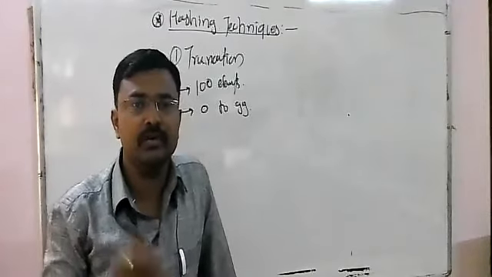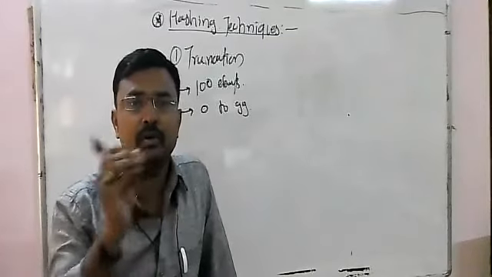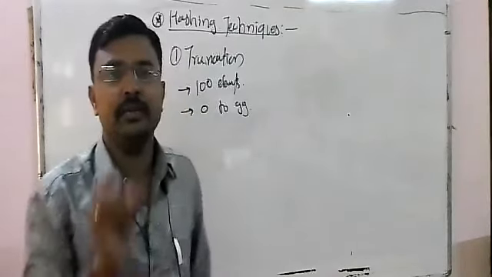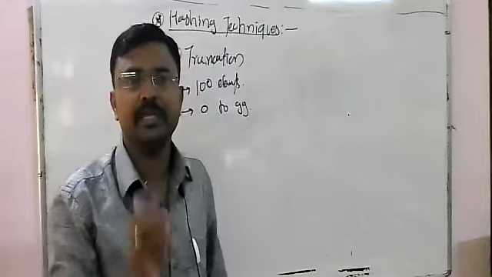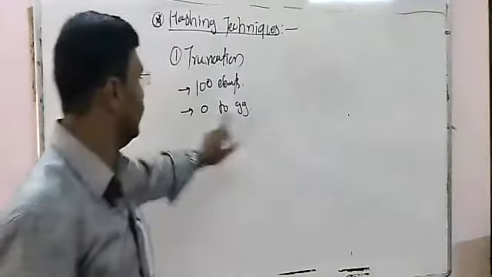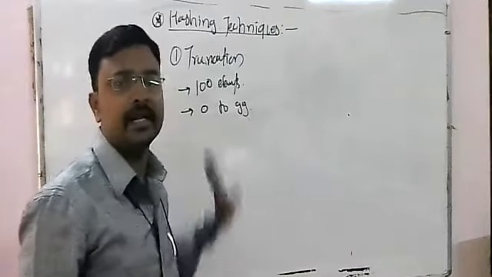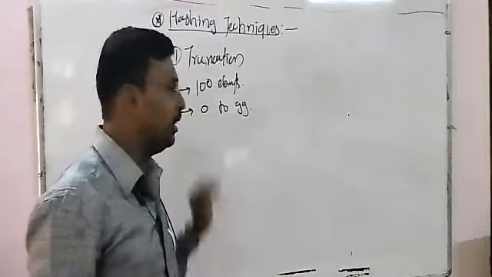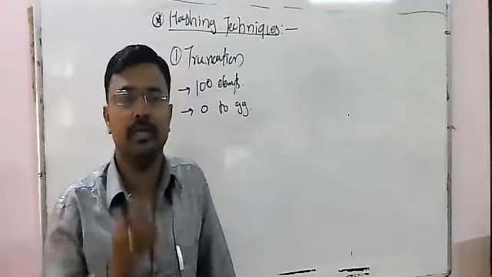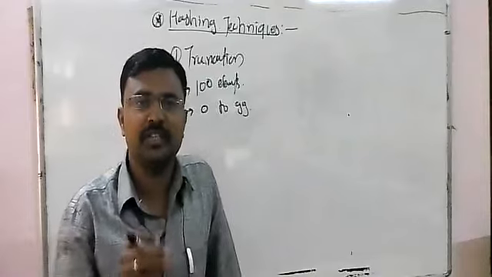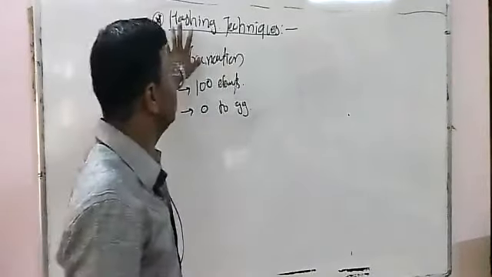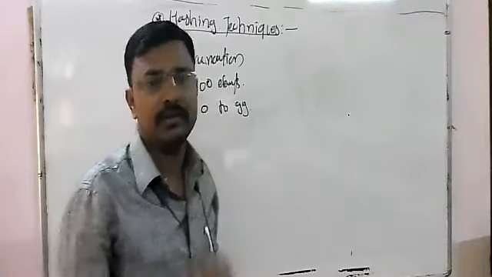From which location to which location? 0 to 99. Whatever the index value you have, that index value must be between 0 and 99. Then how do we calculate at which location we are going to store the value? With the help of this method.